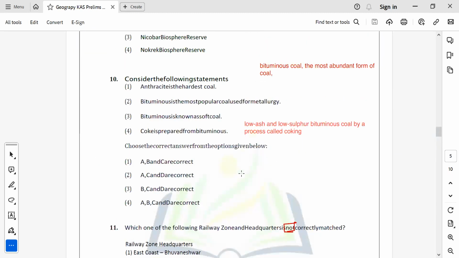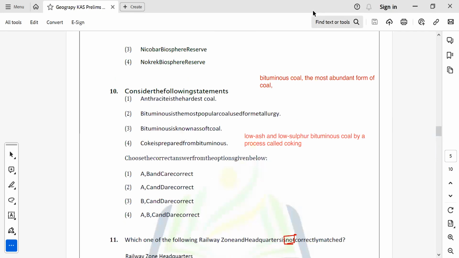The 10th question: consider the following statements. Anthracite is the hardest coal. Yes, because it doesn't have moisture and has high carbon. The more the carbon, the harder the substance. Bituminous coal is most popular and used for metallurgy. Of course, we have seen that. Bituminous coal is also known as soft coal. Yes, we have seen BS as a code word. Coke is prepared from bituminous coal. Yes, because coke is a form of carbon extracted from bituminous coal. Low ash, low sulfur bituminous coal is processed by a process called coking. So simple. So A, B, C, D are all correct. All of the above is the answer.